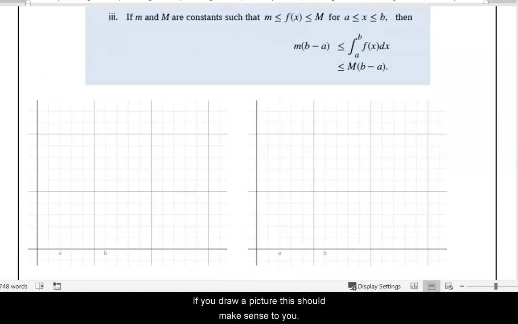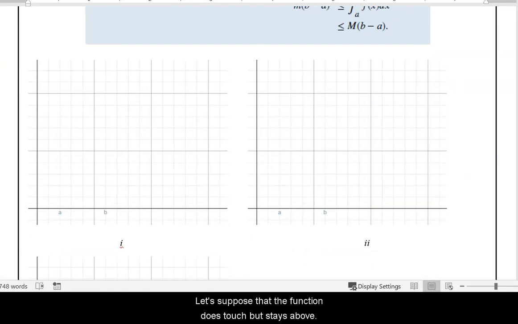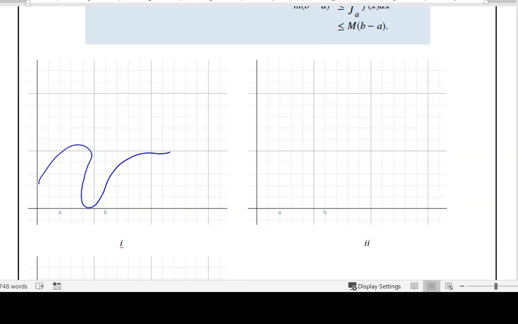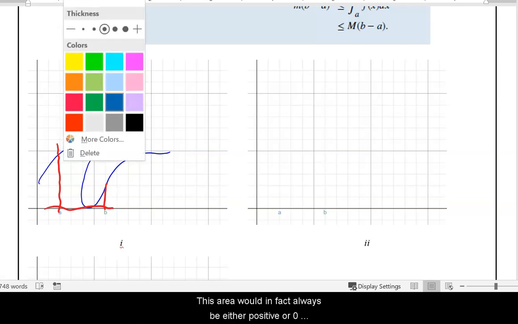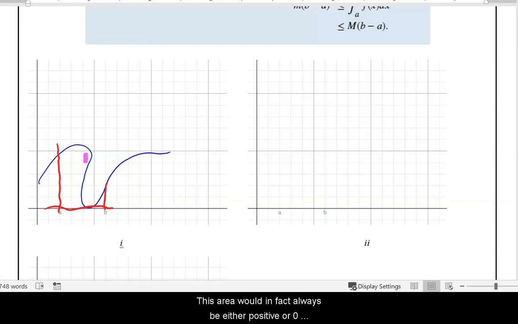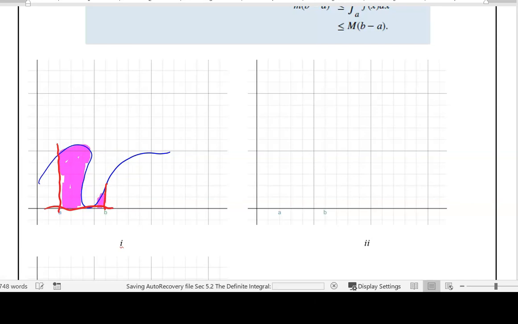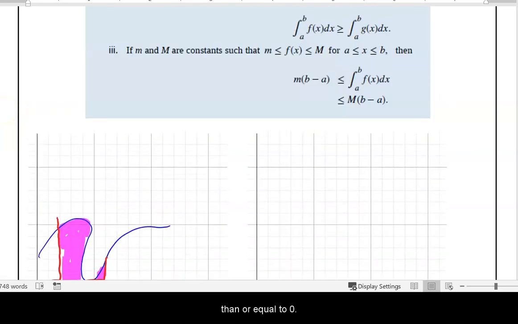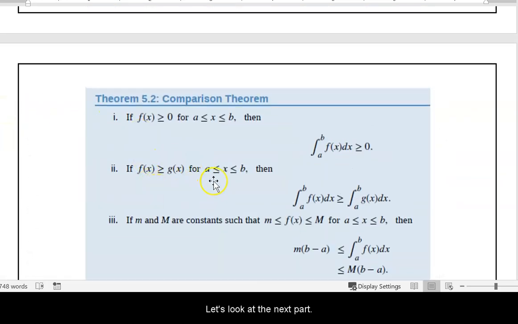If you draw a picture, this should make sense to you. Let's suppose that the function does touch but stays above. In this case, what we would need to find is the area between the curve and the x-axis and underneath it. This area would in fact always be either positive or 0 on the part where it barely touches the axis. That means that the area itself is going to be greater than or equal to 0. Let's look at the next part.